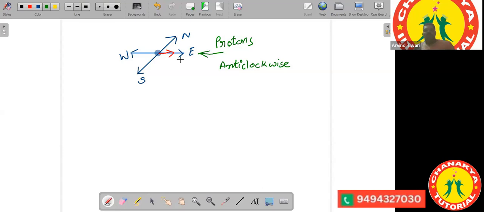Any other doubt? Now we shall move towards the next topic, that is magnetic field due to a current carrying circular loop.